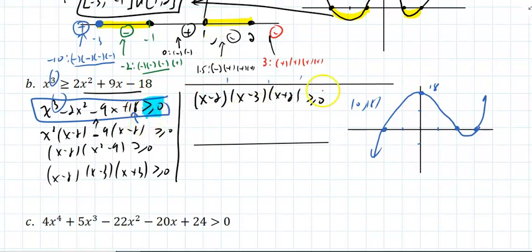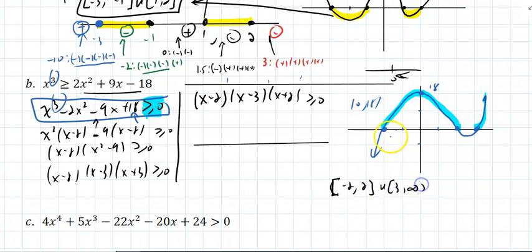Bigger than or equal to 0, if you have a number line, a quantity is bigger than 0 when it's positive. Where's the graph positive? Well, it's above the x-axis. I could say the answer is from negative 3 to 2 union with 3 to infinity. There it is. Done. A lot quicker, a lot more efficient than me picking a test line. Or I could pick a test line.